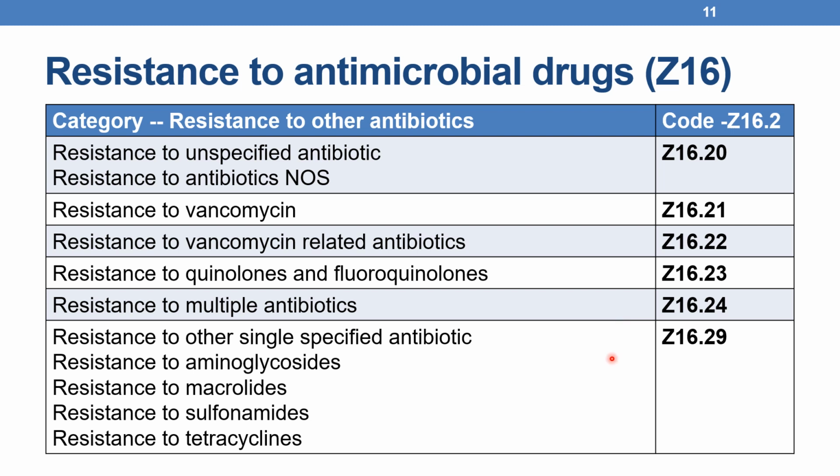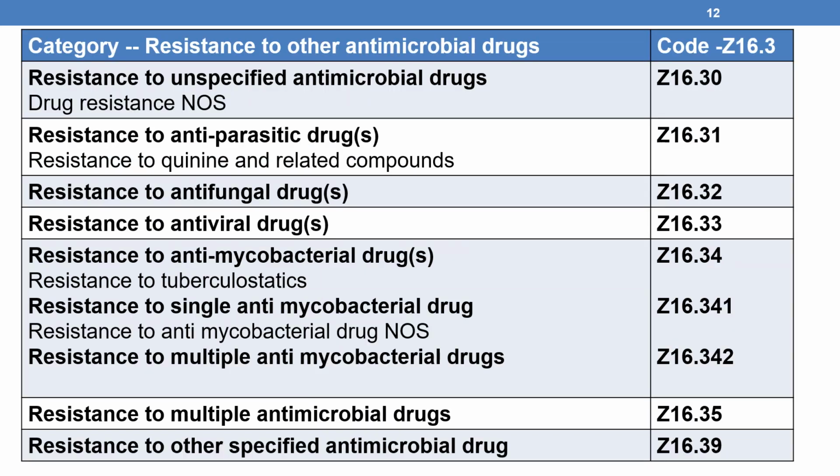Next code is resistance to other single specified antibiotic or resistance to aminoglycosides or resistance to macrolides or resistance to sulfonamides or resistance to tetracyclines. If the physician documents any of these, the code is Z16.29. Next category Z16.3. The first code is resistance to unspecified antimicrobial drugs, or simply drug resistance NOS. If the physician documents drug resistance NOS, the code is Z16.30.